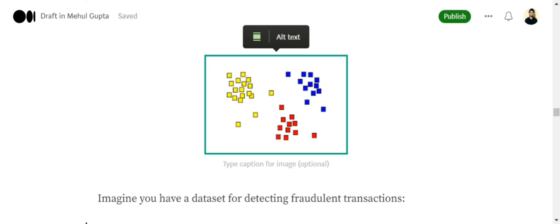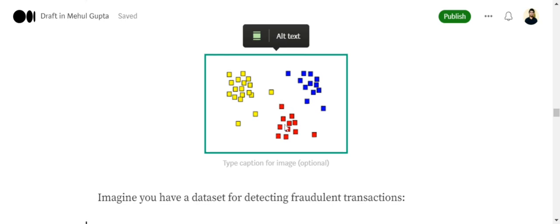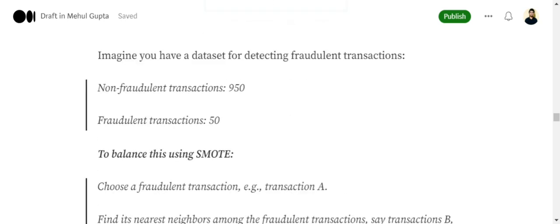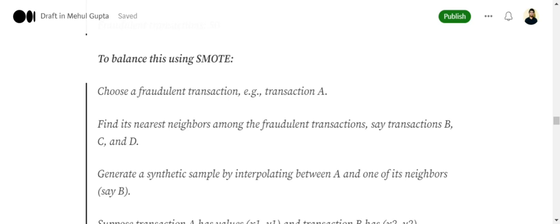It's quite easy to understand. You pick a sample from the minority class, get its k nearest neighbors from the same class, randomly pick one of the nearest neighbors, and then interpolate a point, basically a point on the line. If we create a line between these 2 points, any point that falls on it, we can pick one of them. So if we start off with, say, 950 non-fraudulent transactions and 50 fraudulent transactions, fraudulent is the minority class here. So this may look something like this.